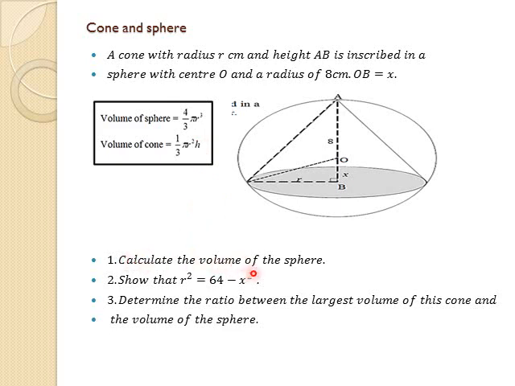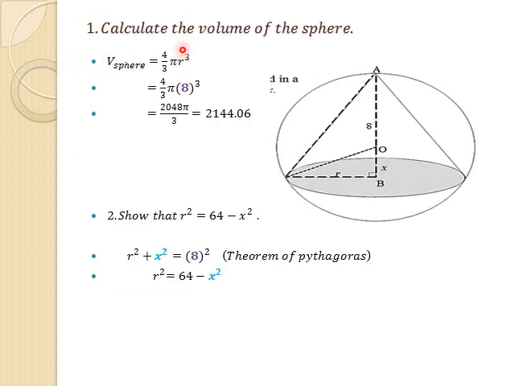So 1, calculate the volume of the sphere. 2, show that r squared equals 64 minus x squared. 3, determine the ratio between the largest volume of this cone and the volume of the sphere. Right? So as I said, you can pause then attempt to answer it, or you can just follow me as I work through it. So problem number 1, calculate the volume of the sphere.